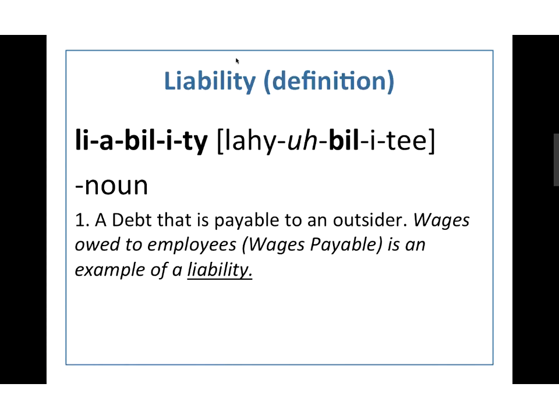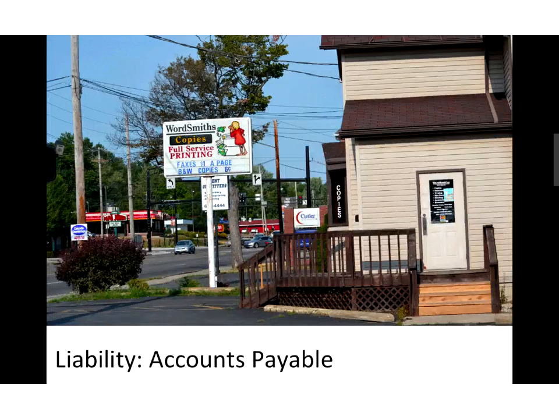Other examples of liabilities: accounts payable. This is Wordsmith before it went out of business. With Wordsmith, when they would buy boxes of copy paper, they would pay their invoice within 30 days. So that invoice that they have when they get the paper delivered, that invoice is accounts payable. It's a debt they owe to other businesses typically.